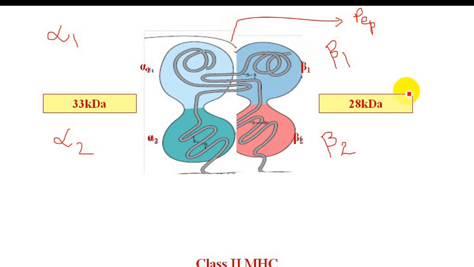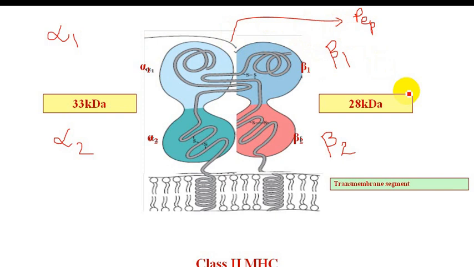Likewise, the rest of the areas are similar. You have a transmembrane segment, very similar to MHC class 1, with 25 hydrophobic amino acids and a short stretch of hydrophilic amino acids, and a cytoplasmic tail consisting of 30 amino acid anchor residues.